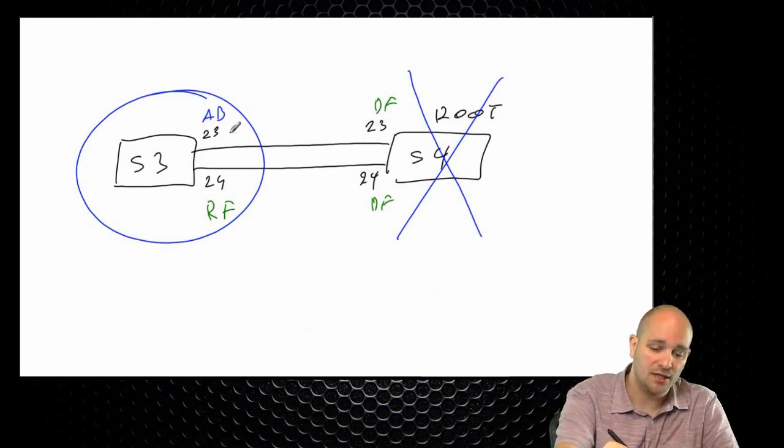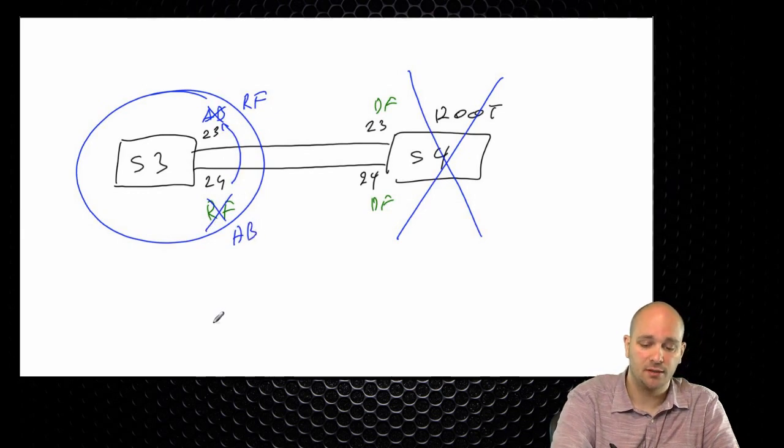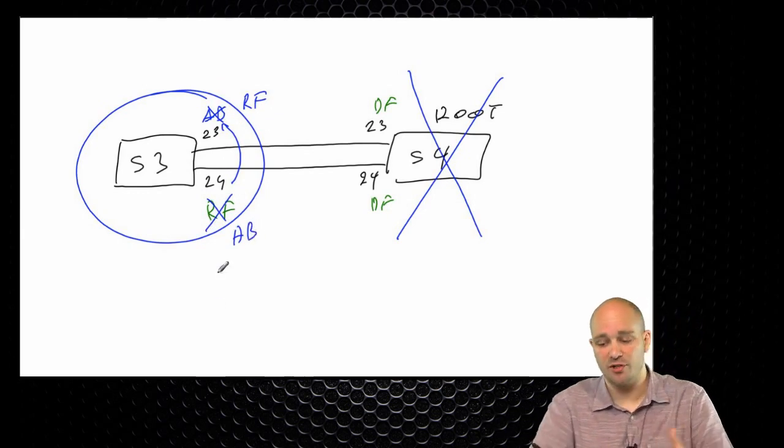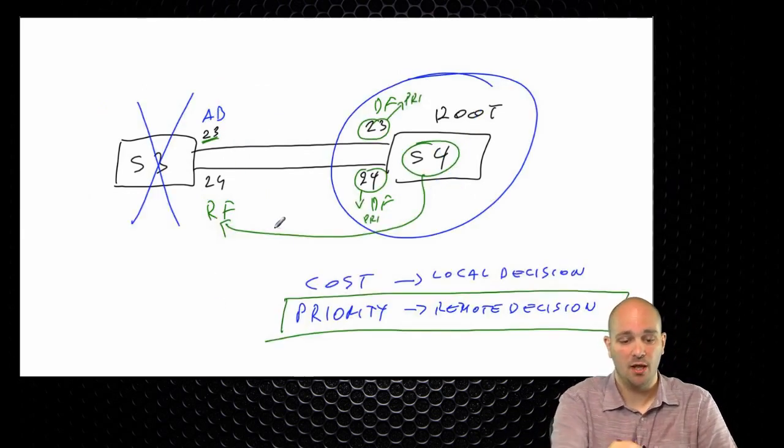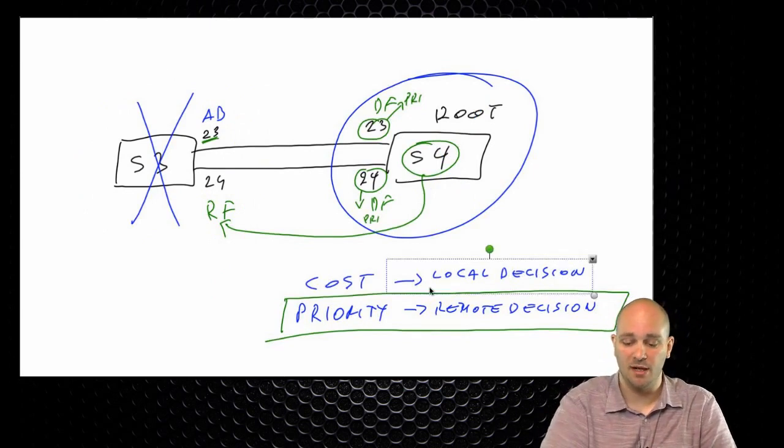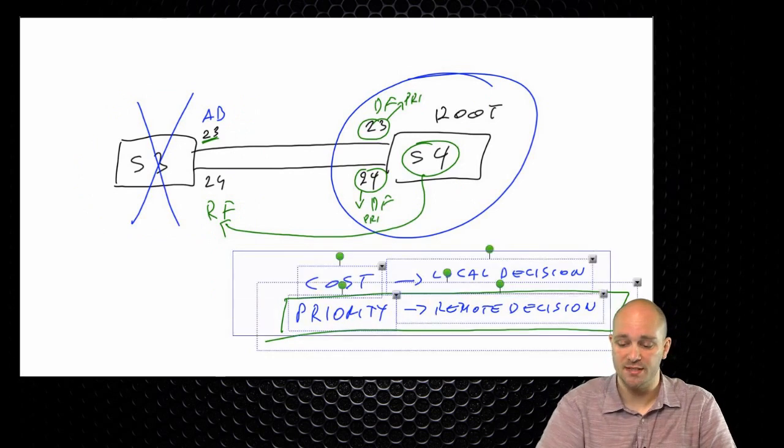So I now want Fast Ethernet 23 to actually be forwarding, and I want this one here to be alternate blocking. So I want to reverse the change that was made here. What I need to do here is manipulate the cost, because cost here is the local decision.